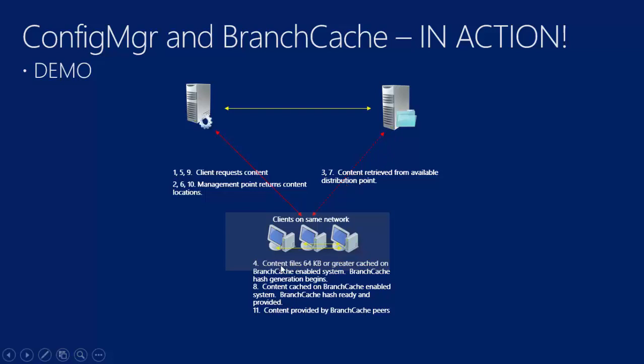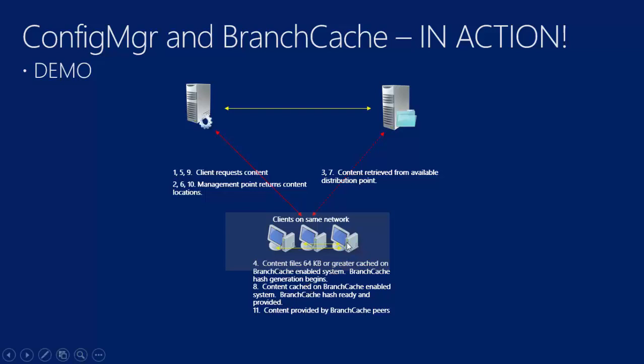Step 4 is this client will now have the content, and it is branch cache enabled, and so it will store content files that are 64K or greater into the cache. So 64K or 63K and lower, I guess, will not be by default. You can change that, but it's just to acknowledge that for smaller files, it may not be necessary to really store those in branch cache, where for larger files, yeah, you get benefit from that.